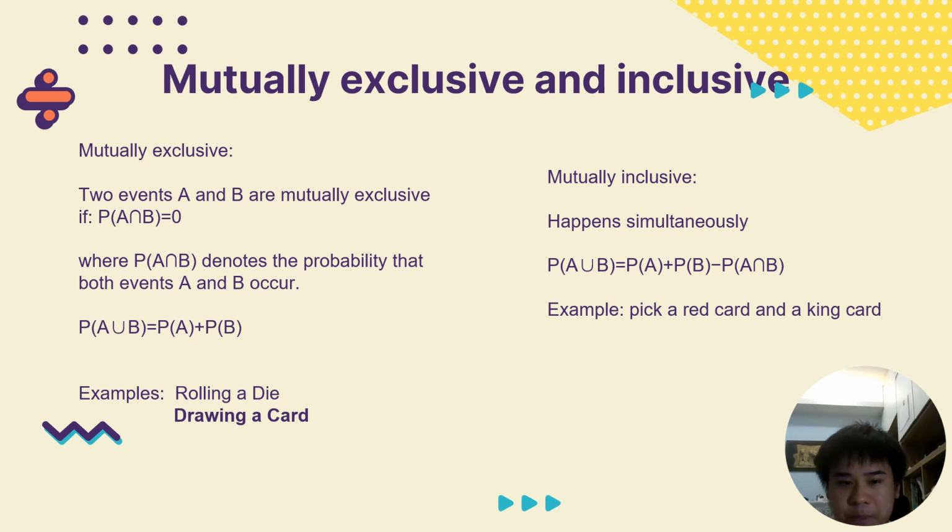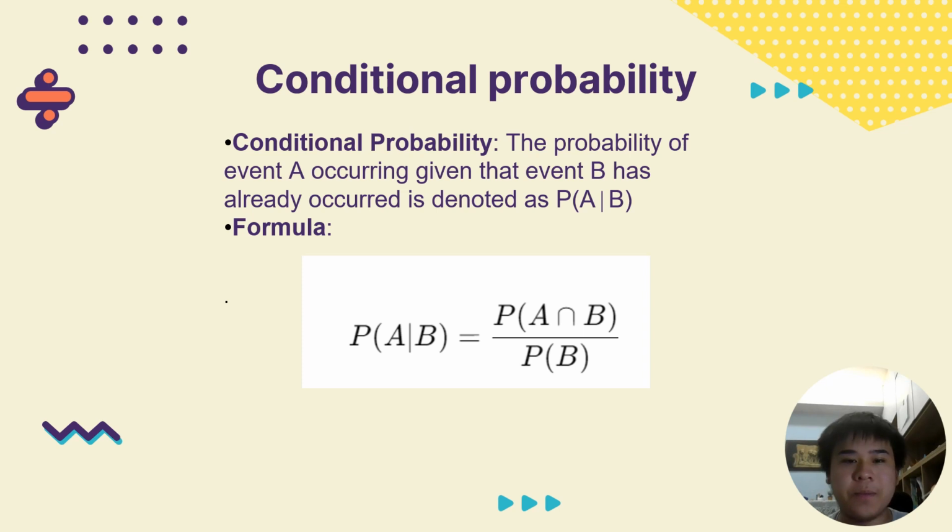For mutually inclusive events, an example would again be drawing a card from a deck. The events of drawing a red card and drawing a king are mutually inclusive. The reason is that you're able to draw the king of hearts, a card that is both a king and a heart. So these two events can happen at the same time, and when they can, they are mutually inclusive. Pretty simple.